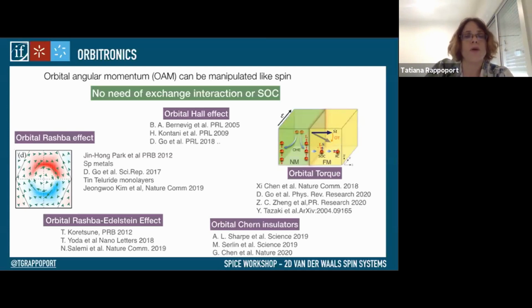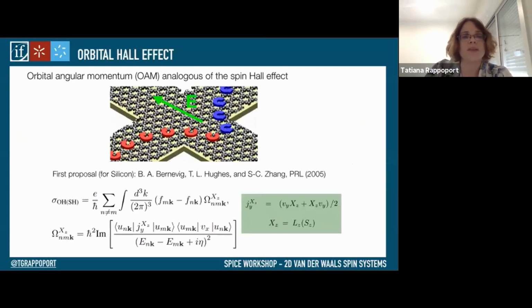Well, but the focus of my presentation is the orbital Hall effect, which is the basic analogue of the spin Hall effect. So in the spin Hall effect, if we apply an electric field in one direction, we're going to have a spin current or a spin accumulation of opposite spins at the edges that are perpendicular to the field orientation.